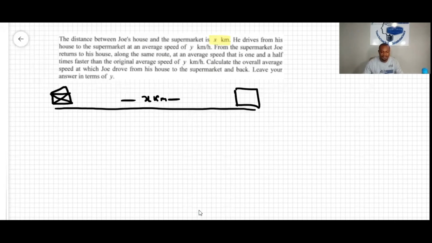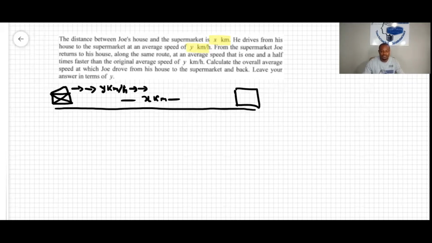Now, the question says also, he drives from his house to the supermarket at an average speed of Y kilometers per hour. So the speed from his house to the supermarket is Y kilometers per hour.